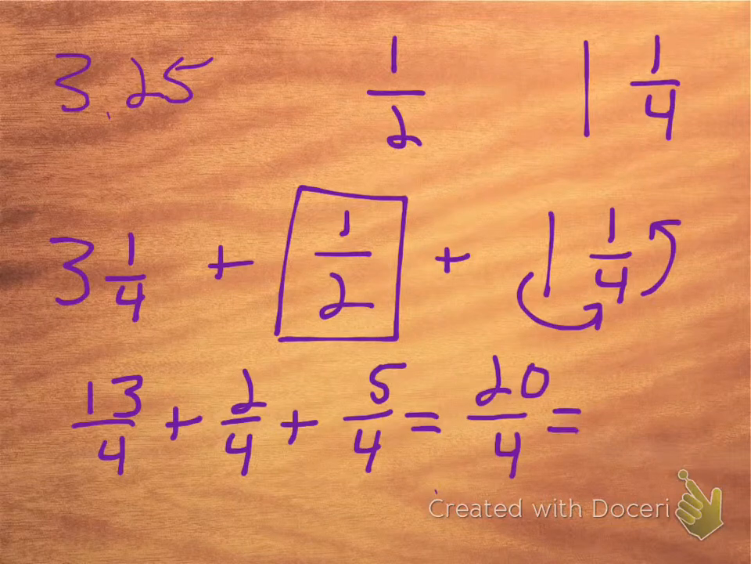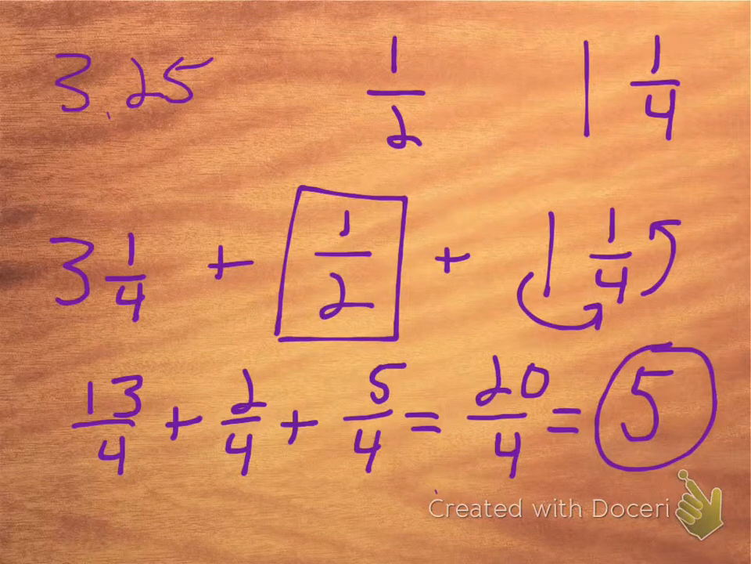20 over 4 is the same as saying 5. 5 is your answer.